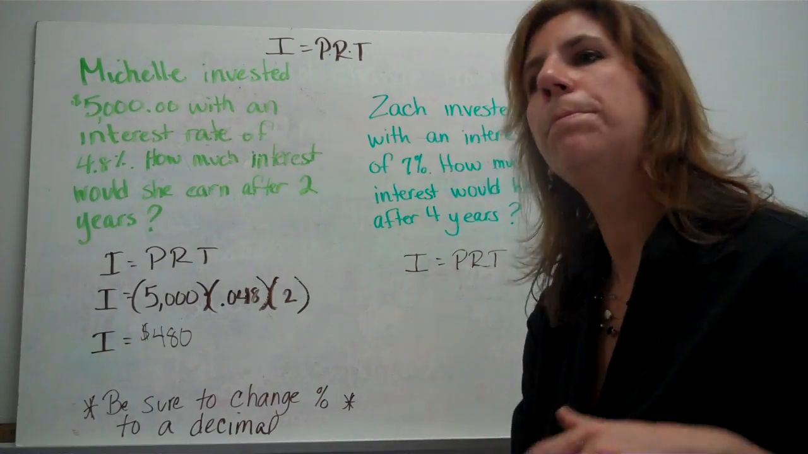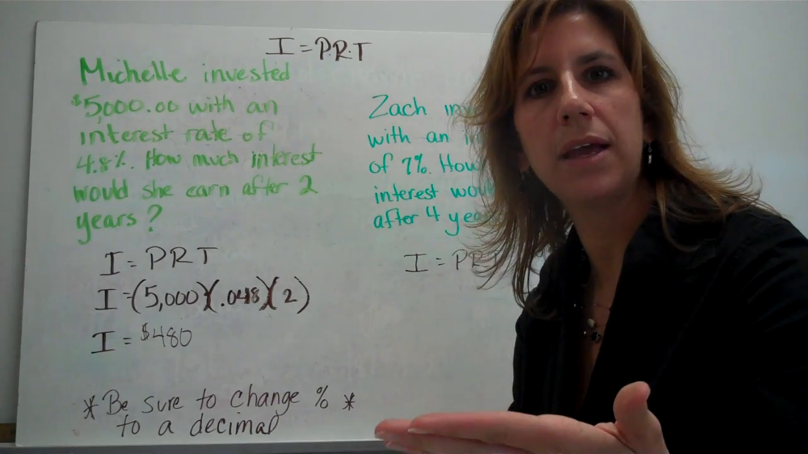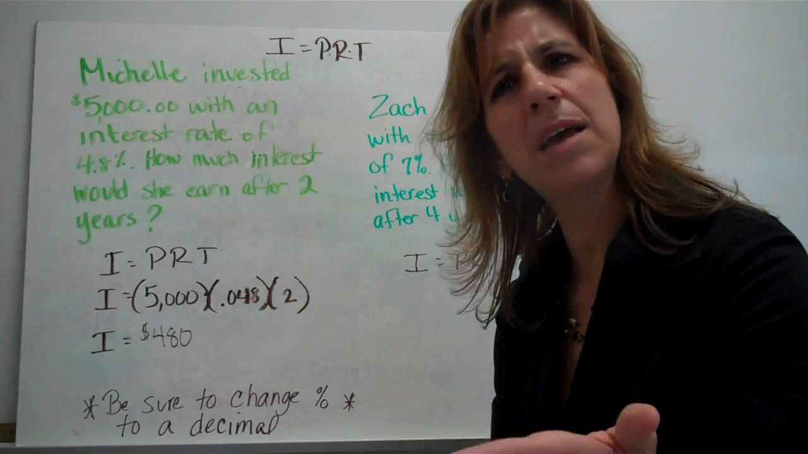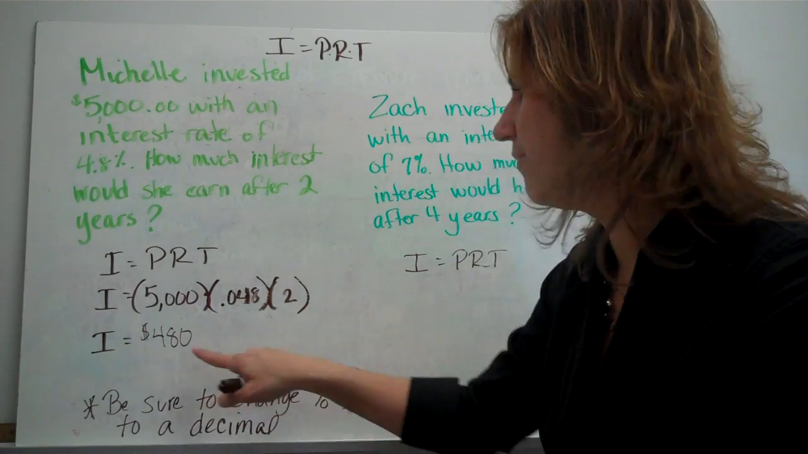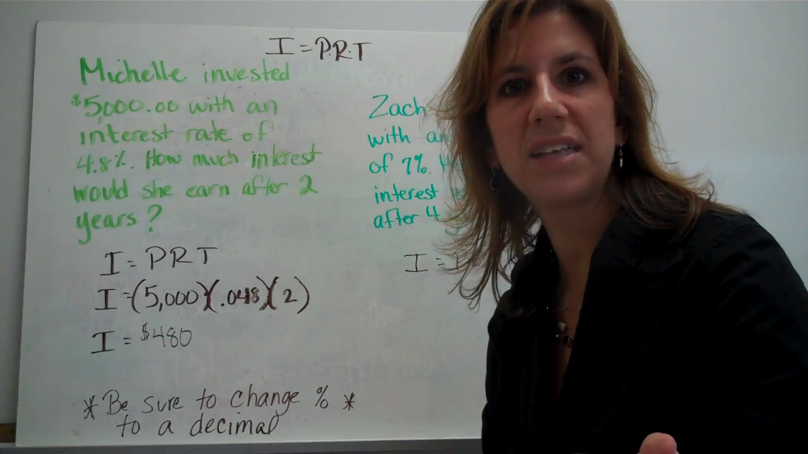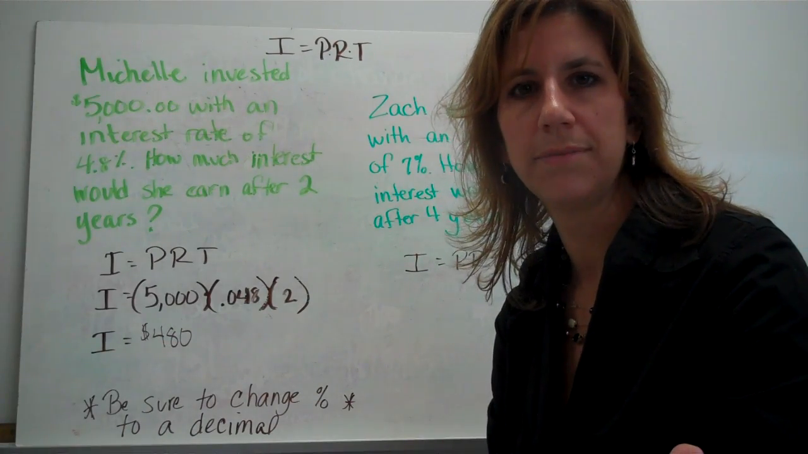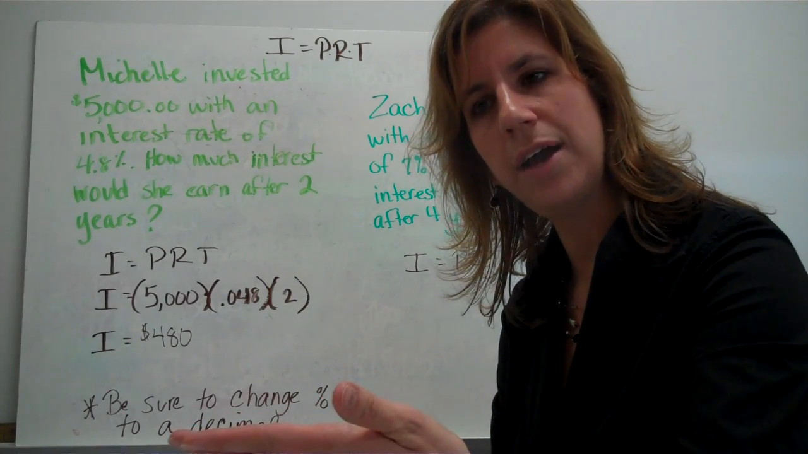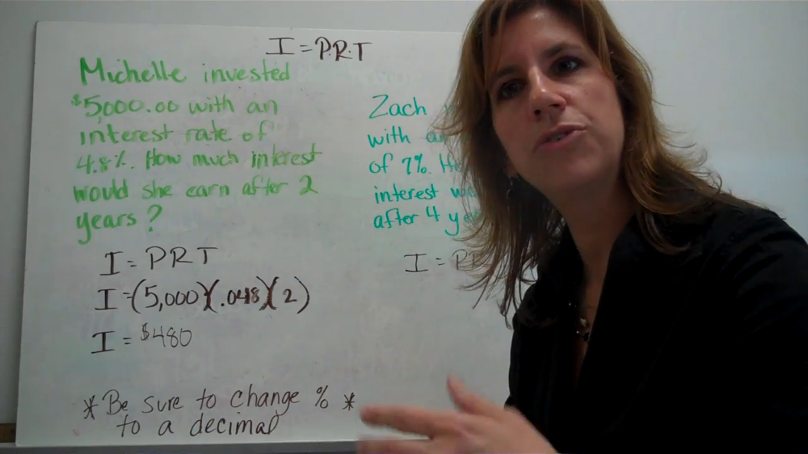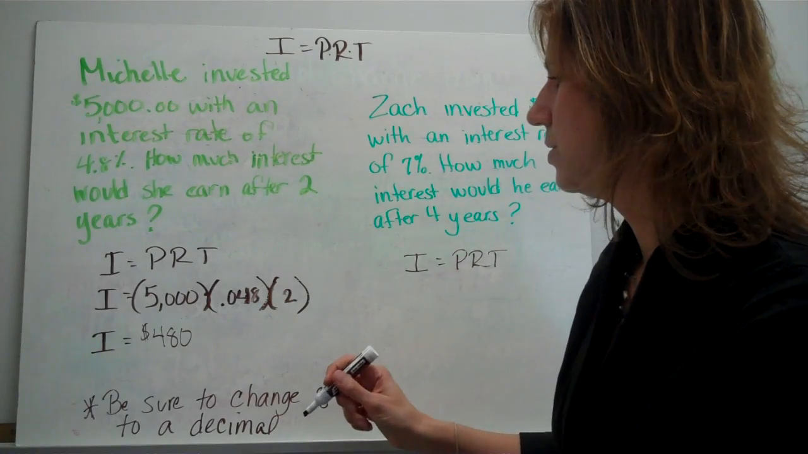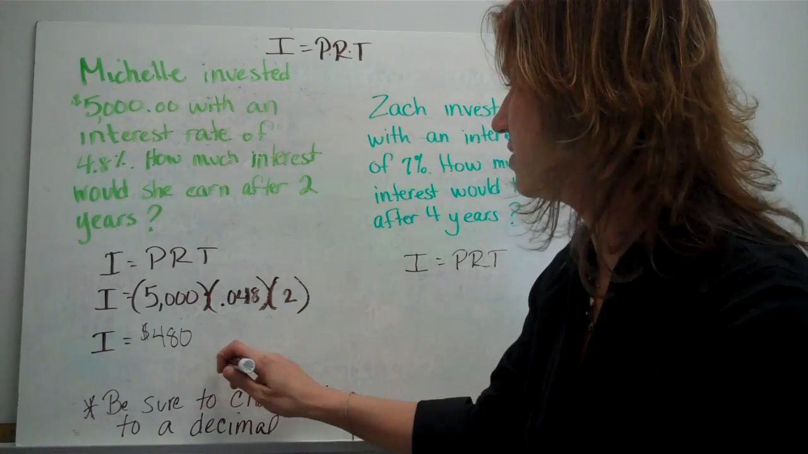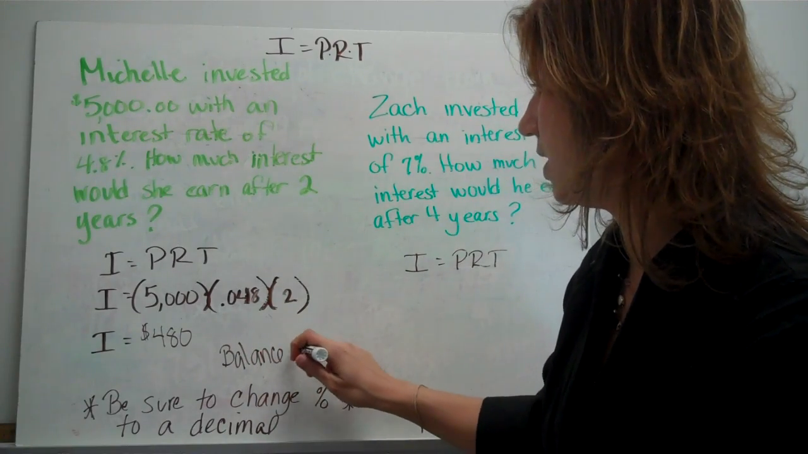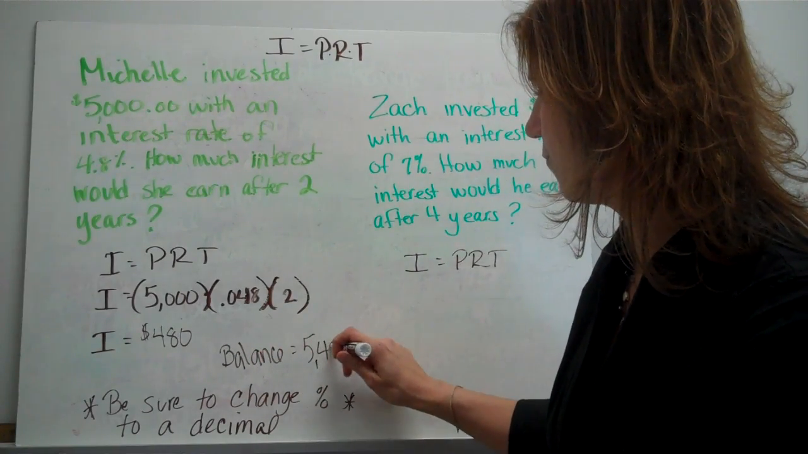All right, so she put $5,000 in the bank. The bank said, hey, thanks for letting me use your money. And because I'm using your money, I'm going to give you $480 because I got to use your money for 2 years. So how much money does she have now? She gave them $5,000. She got $480. So we can add those together, and that tells us a new balance, doesn't it? Now, she has more than $5,000. She has $5,480.